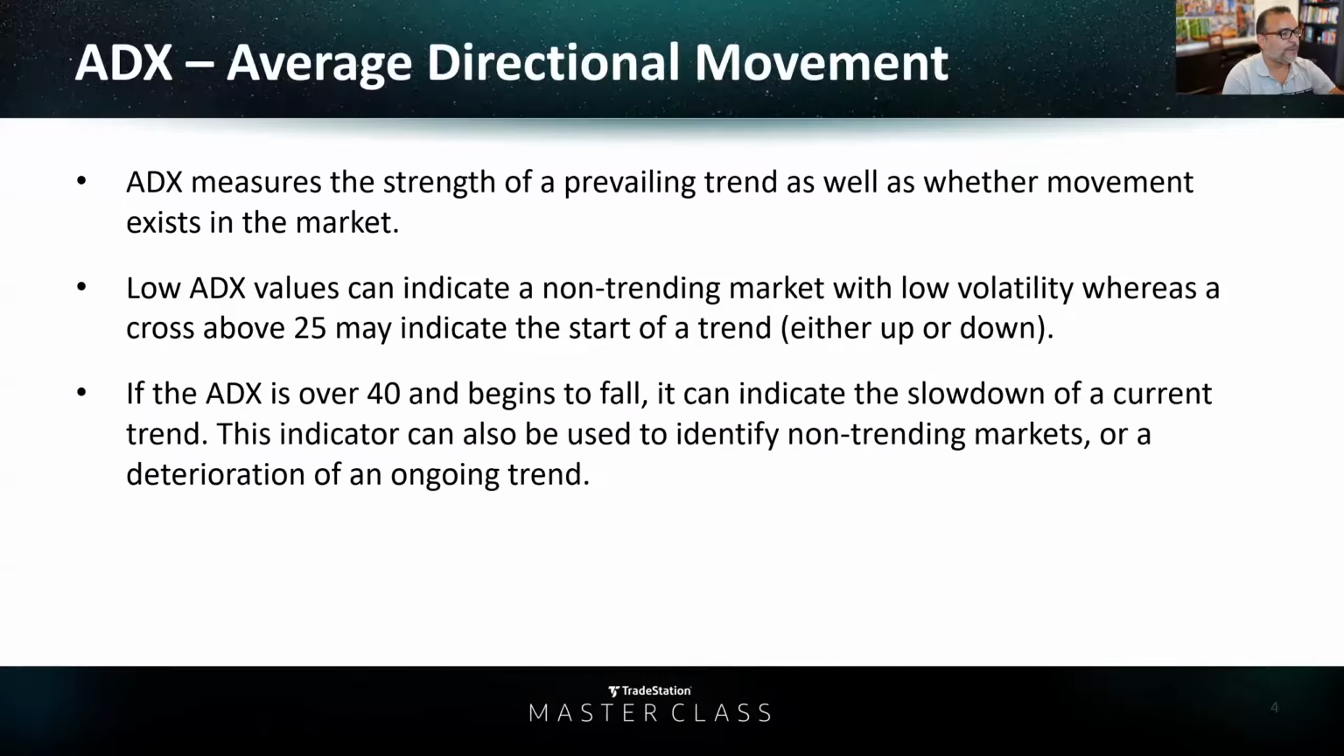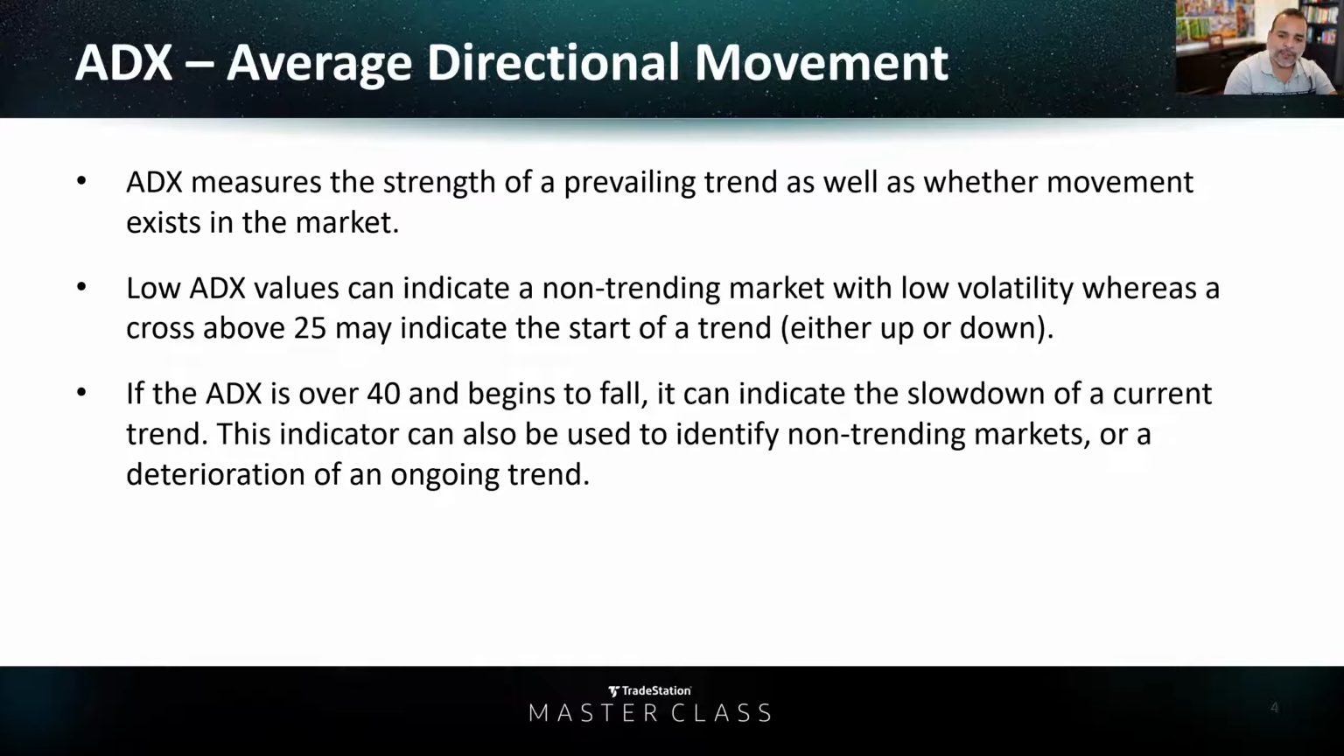Let's go here to the PowerPoint. If the ADX is over 40 and begins to fall, it can indicate the slowdown of a current trend. This indicator can also be used to identify non-trending markets or a deterioration of an ongoing trend. So on the other side, we have the high readings. It's looking at a reading of 40. If it goes to 40 and it begins to fall, it may be just an indication that the trend is over.